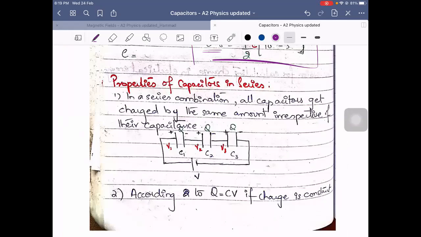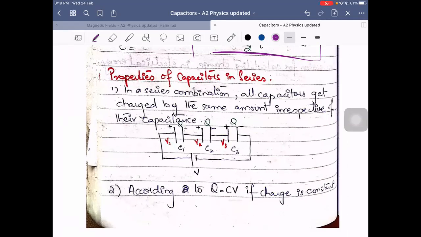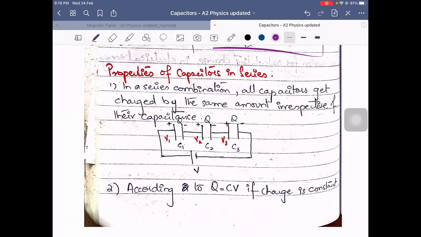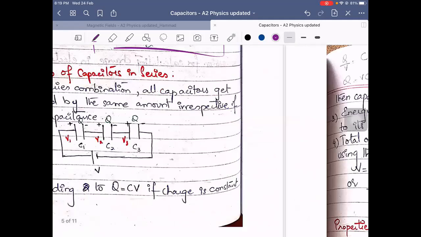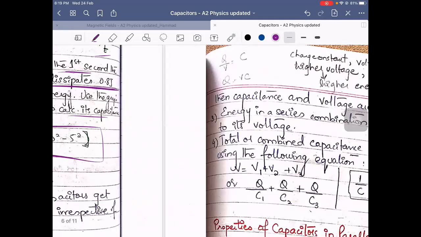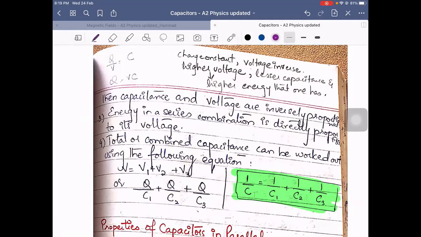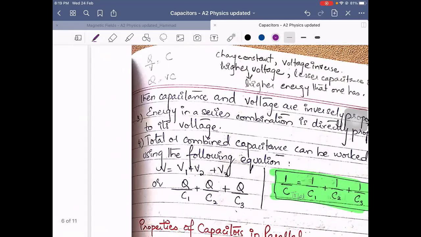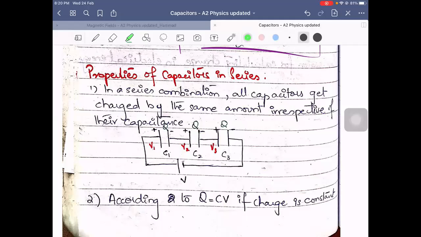Next comes properties of capacitors in series and parallel. During a series combination, please understand that the combined capacitance formula would be 1 upon C1 plus 1 upon C2 plus 1 upon C3. This is 1 upon C total, right? So here it is. Properties of capacitors in series. In a series combination, all capacitors get charged by the same amount, right? Because your voltage gets divided.